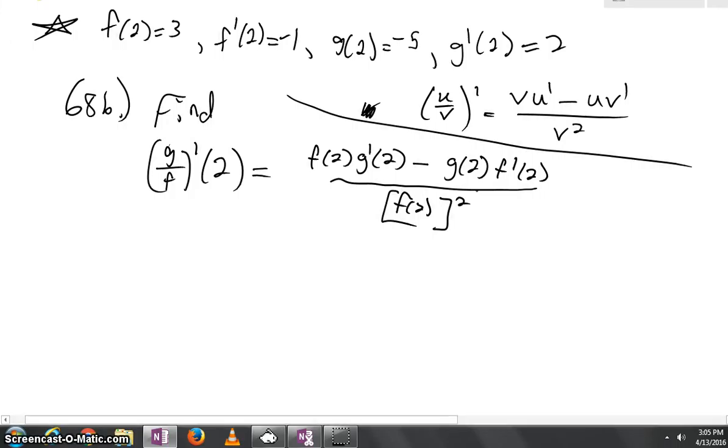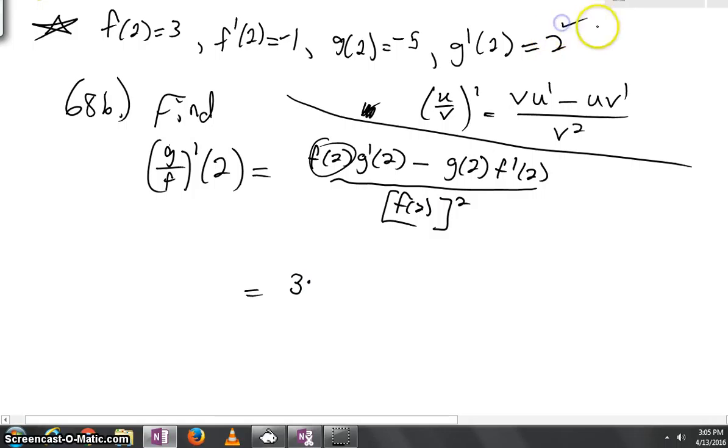Do you see what I'm saying? If you remember that pattern, low D high minus high D low, all over low squared, and you're just following their directions here, and I'm plugging in a 2. Now, wait a minute. What was f of 2? According to their information, f of 2 is the number 3. What's g prime of 2?